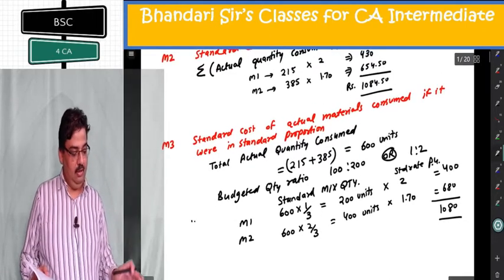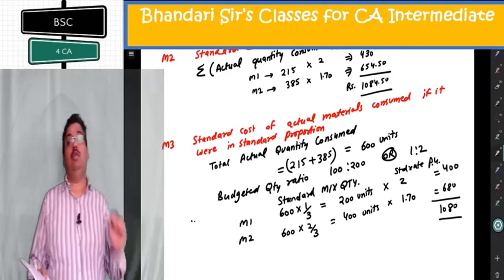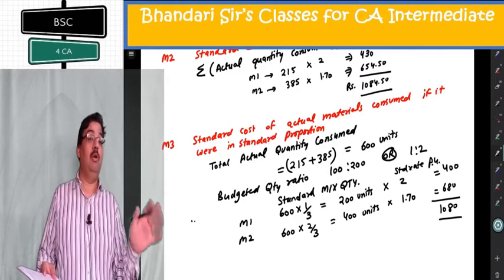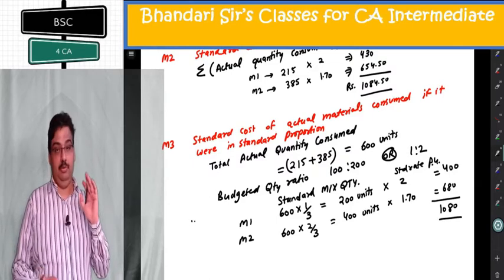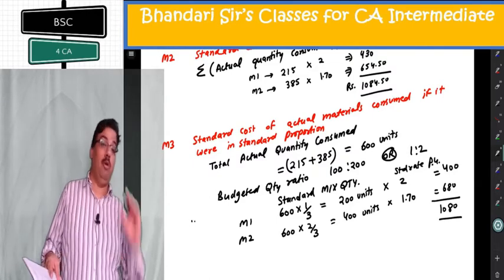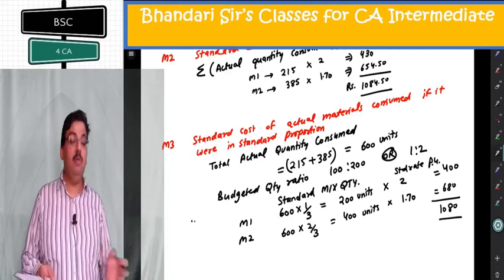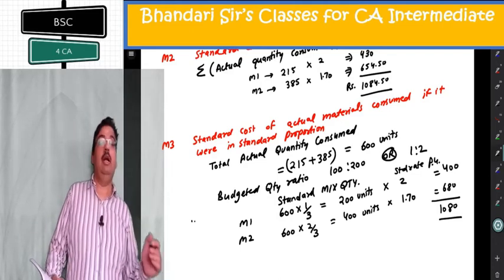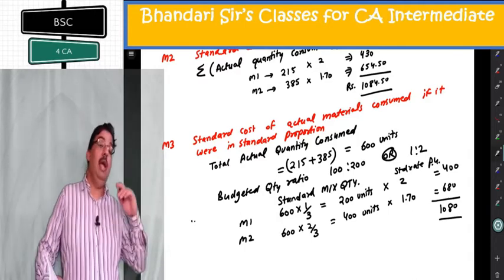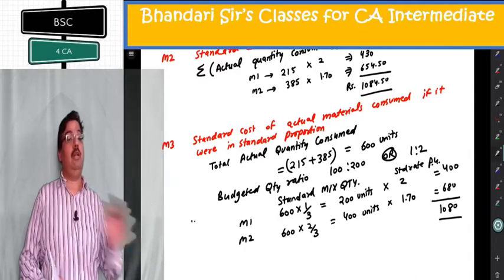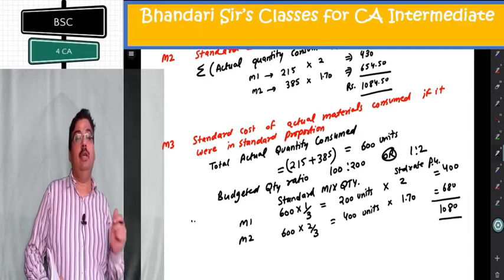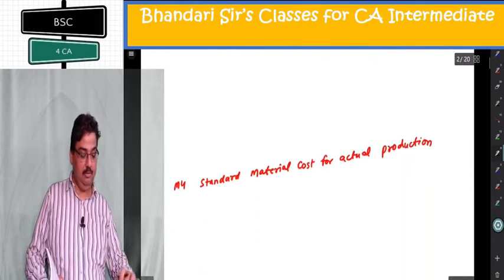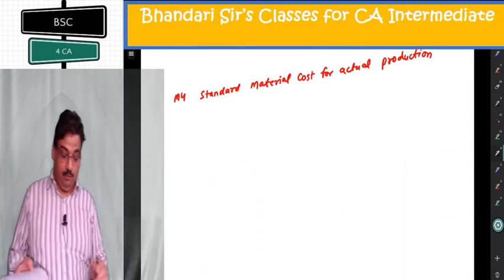So what I have done there, I got total actual quantity consumed. No role of loss. Loss will not come because that will create output. We are talking input. Total actual input quantity, material quantity, 600. Put in budgeted quantity ratio 1:2, you get 200 and 400. Multiply that with standard rate 2 and 1.70. Actual rate comes only in M1. After that, always it is standard rate. In M2, M3, M4, it is standard rate. You are getting 1080 in M3. M4.